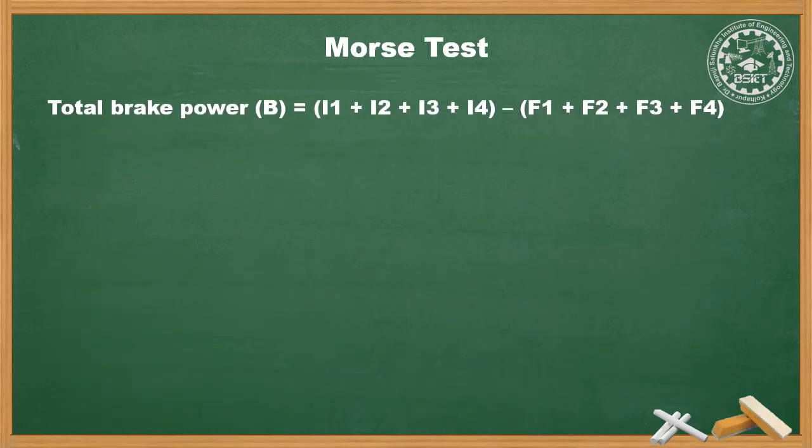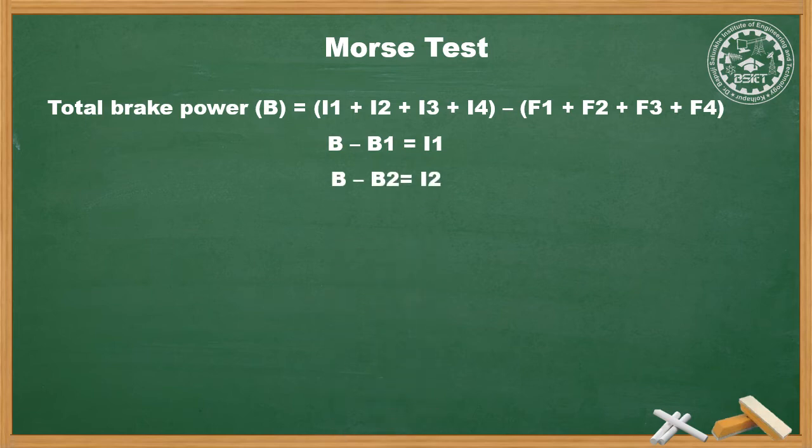The total brake power can be calculated by I1 plus I2 plus I3 plus I4 minus F1 plus F2 plus F3 plus F4, where I1 is equal to B minus B1. B1 will be calculated when the first cylinder of the engine is cut off, and B is the total power when all cylinders are working. From this we can get the value of I1.